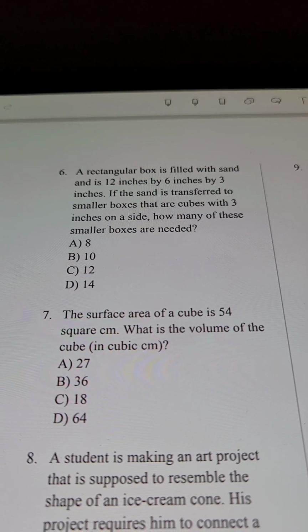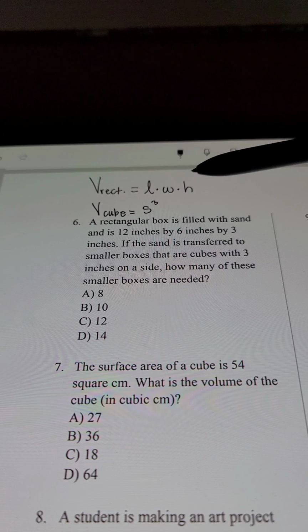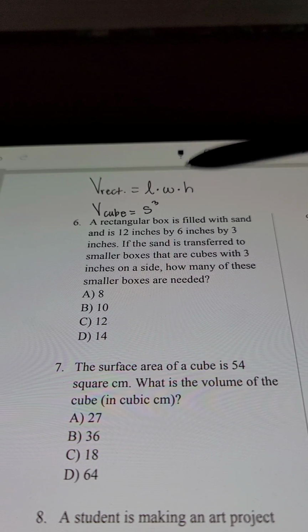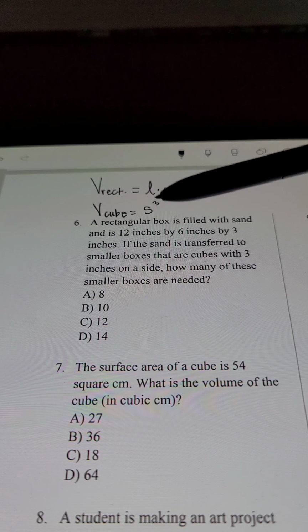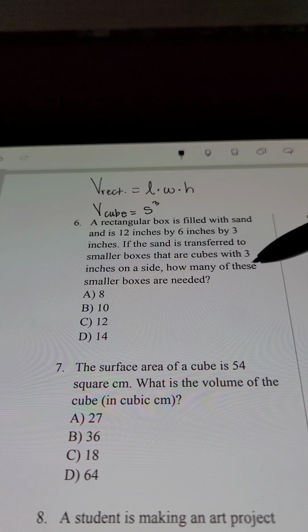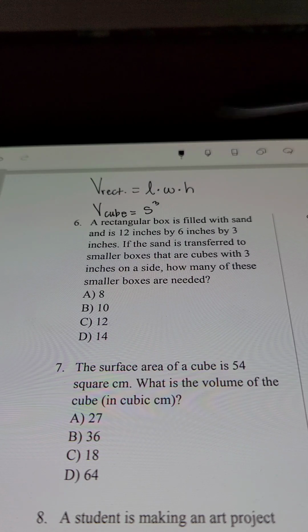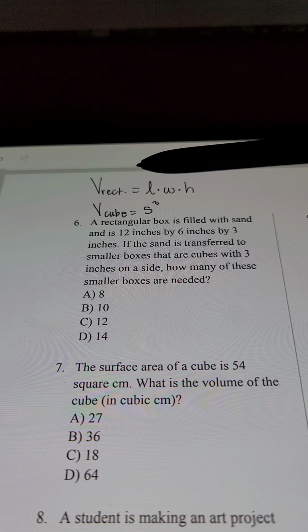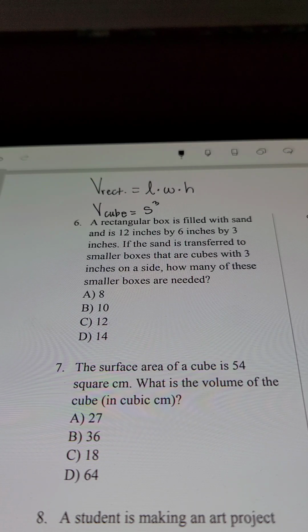Okay, pause to read number 6 if you haven't already. So here are the formulas we're dealing with. Volume of a rectangular prism, like the rectangular box, is length times width times height, which we have those dimensions there. And then volume of a cube is equal to the side length cubed, which we have that each of the sides for the cube is going to be 3 inches. And we want to know how many of these cubes fit into this rectangular prism box.